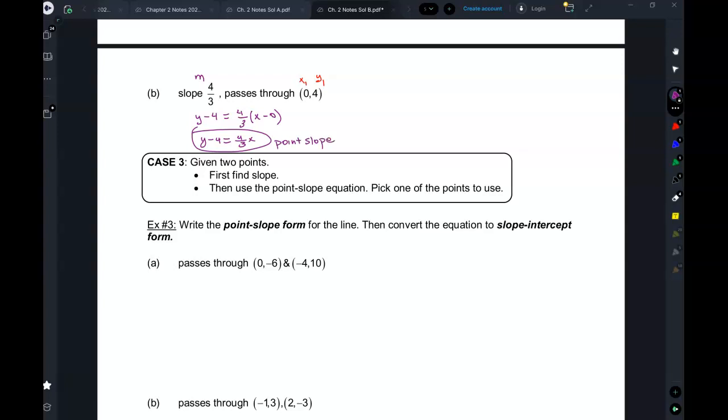And then how do I put it in y equals mx plus b form, slope intercept form? What am I going to do? I need to get y alone. What am I going to do? Add 4 to both sides. So let me just copy that over. I'm going to add 4, add 4. So y equals 4 over 3x plus 4. That's the slope intercept form.